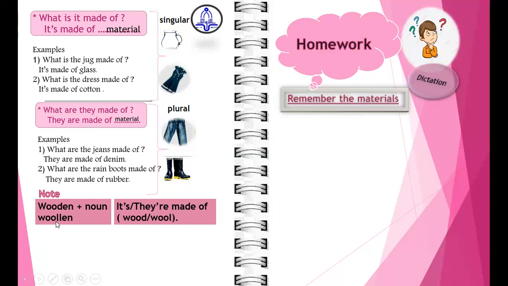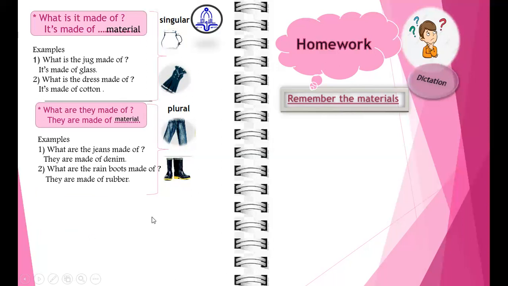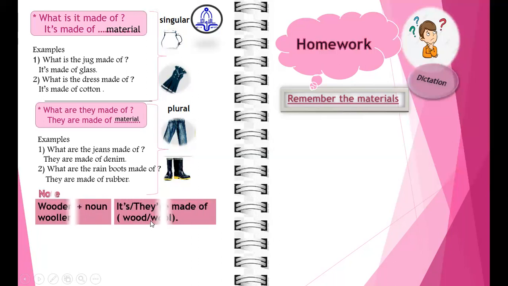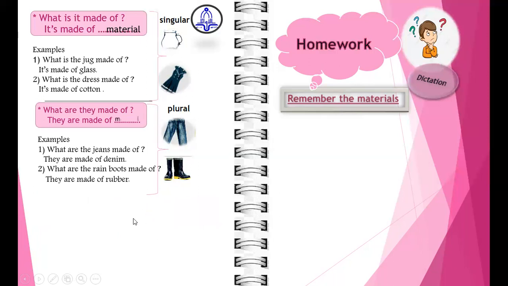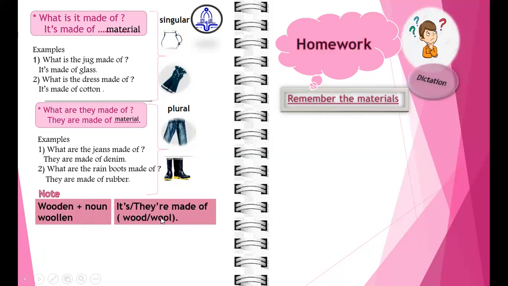A wooden spoon, a woolen sweater. While when we have this statement, it is made of wood, we use them as nouns, as material. Or they are made of wool. And the following examples will show this note in detail.